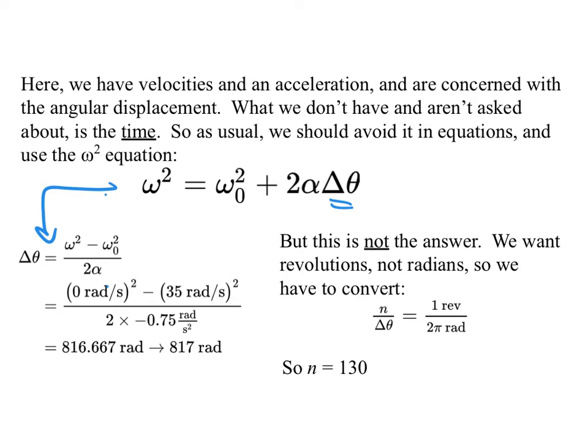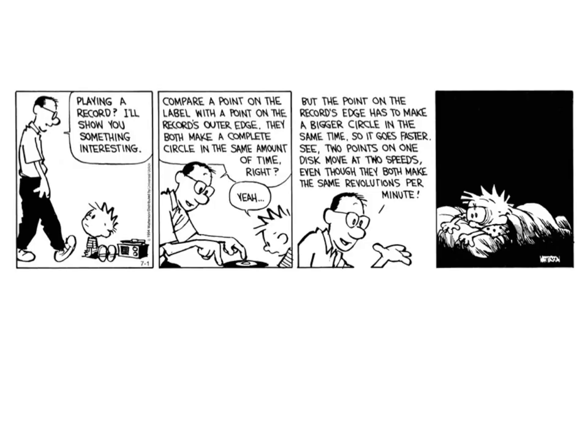But we're not done, and we're not correct, because we weren't asked for the angle. We asked how many turns it goes through, which is the number of revolutions. So we have to convert. We might say that the number of turns divided by the angle has to be in the same ratio as 1 revolution divided by 2 pi radians. So then we put n over 817 radians equals 1 over 2 pi radians, and then cross multiply and solve, and we get 130 turns through which it goes.